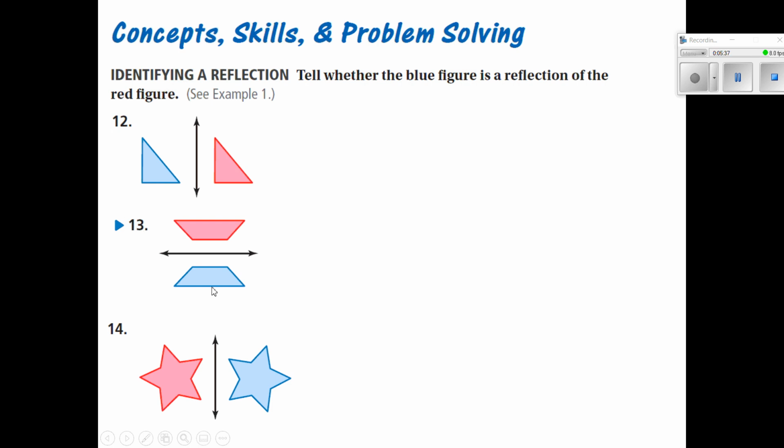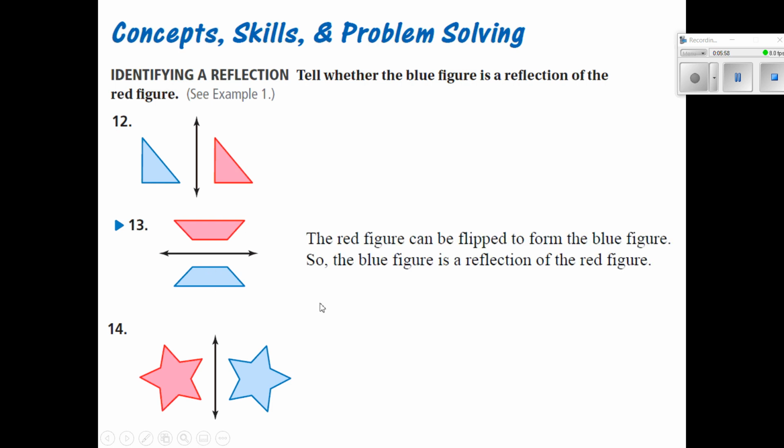I got number 13. 13 would be yes, because as you can see, if this was a mirror, this is equal distance from here, this is equal distance from here, this is equal distance from here, this is equal distance from here. If this was my face, this would be my nose, and this might be my cheeks over here. So I want my nose to show first, then my cheeks. So this is yes. Red figure can be flipped to form a blue figure. So the blue figure is a reflection.